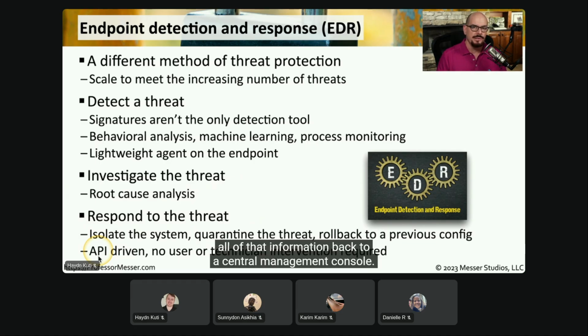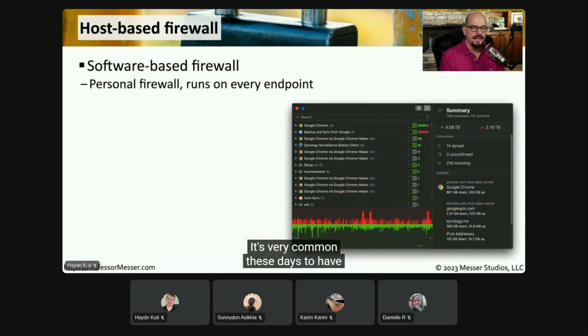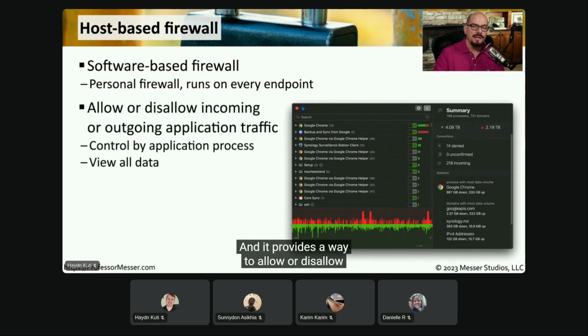It's very common these days to have a host-based firewall running on your operating system. This is a software-based firewall that runs behind the scenes, and it provides a way to allow or disallow certain traffic flows both inbound and outbound from your system. Since the software-based firewall is sitting on your operating system itself, it gets to see all of the data before or after encryption has occurred. So it has complete visibility to what might be going on, and it can decide which processes should be allowed to communicate on the network and which processes should be blocked.